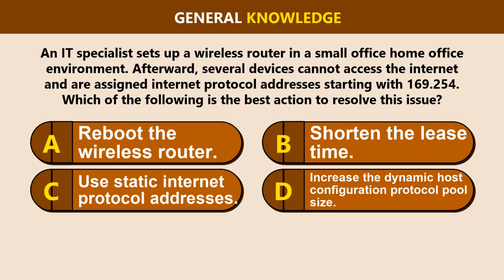Question 73. An IT specialist sets up a wireless router in a small home office environment. Afterward, several devices cannot access the internet and are assigned internet protocol addresses starting with 169.254. Which of the following is the best action to resolve this issue? Option A, reboot the wireless router. Option B, shorten the lease time. Option C, use static internet protocol addresses. Option D, increase the dynamic host configuration protocol pool size.